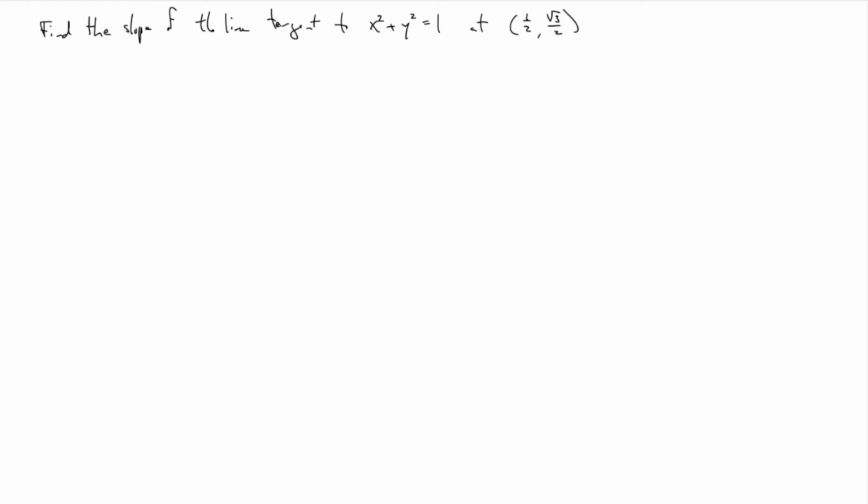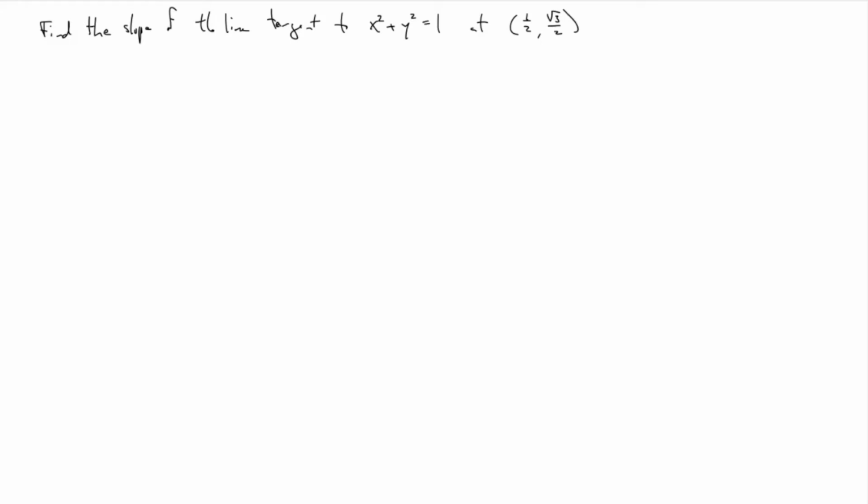And (1/2, square root of 3 over 2) is certainly on that circle. If you plug in 1/2 for x, 1/2 squared is 1/4. Square root of 3 over 2 for y, square root of 3 over 2 squared is 3/4, and 1/4 plus 3/4 is 1. So this point is on the unit circle.